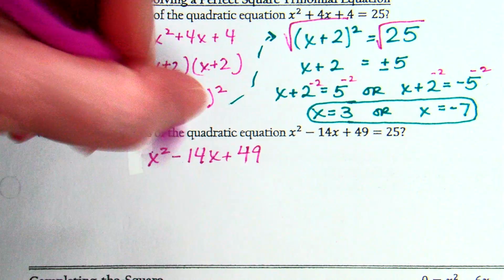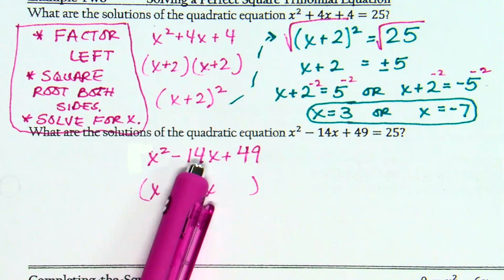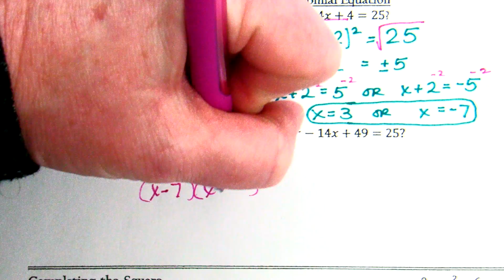Two parentheses if you want. X squared breaks into x and x. What multiplies to be 49 and adds to be negative 14? Negative 7 and negative 7? Or, what's the square root of 49? 7, right? And the middle sign here makes it negative. So my parentheses end up being x minus 7, or x minus 7 squared.